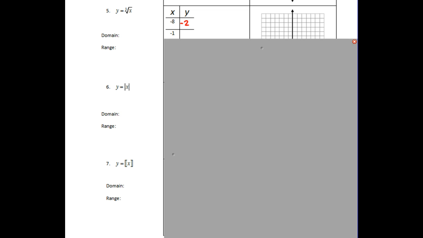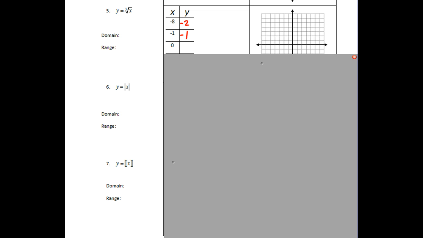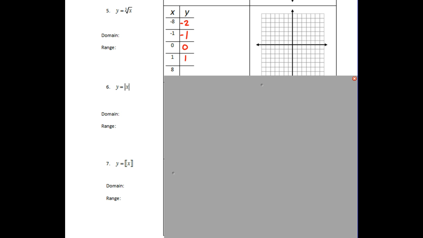The cubed root of -1 is -1. Cube root of 0 is 0. Cube root of 1 is 1. And the cube root of 8 is 2.